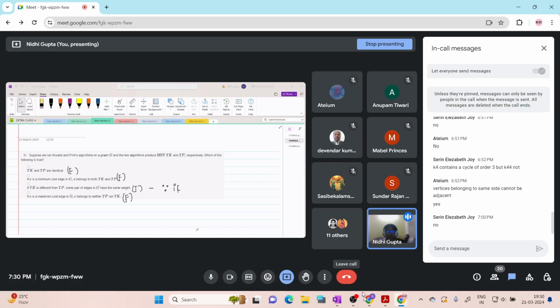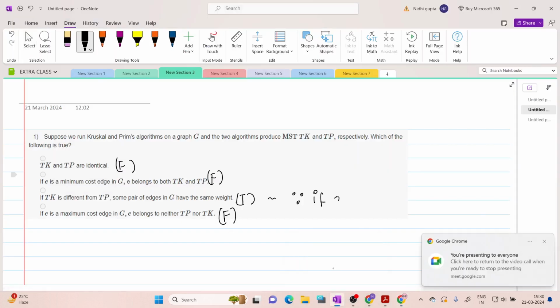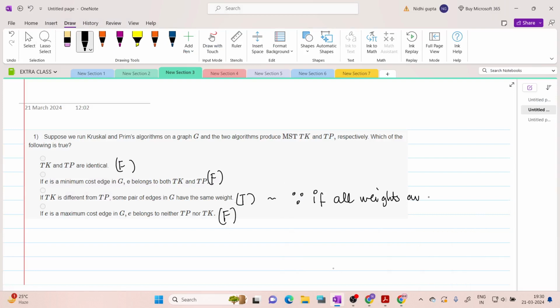Good. And the third was true. So I was writing the reason. The third was true because if all weights are distinct, then the MST is unique.